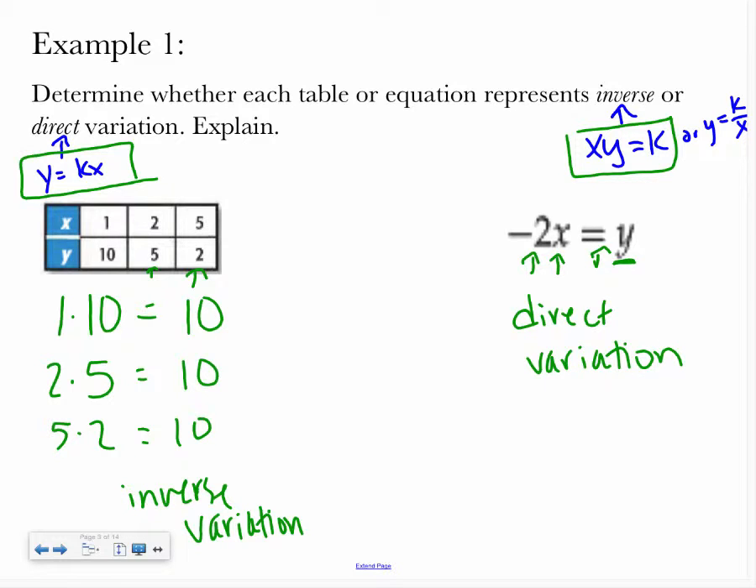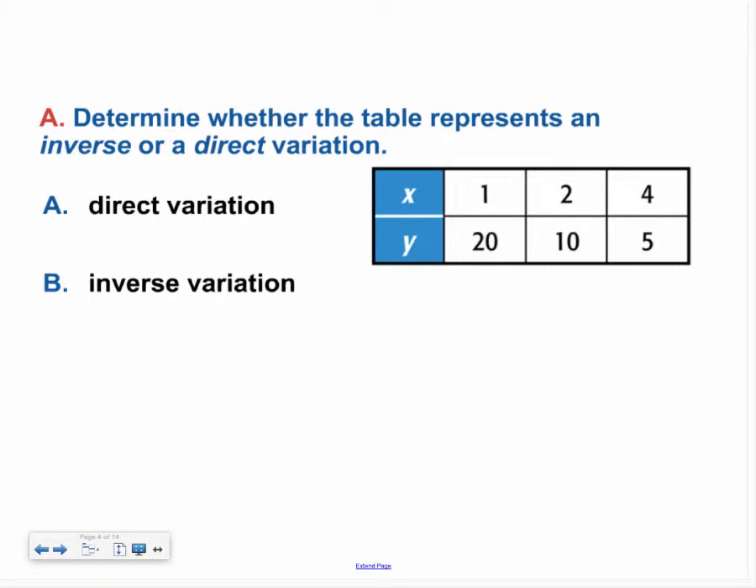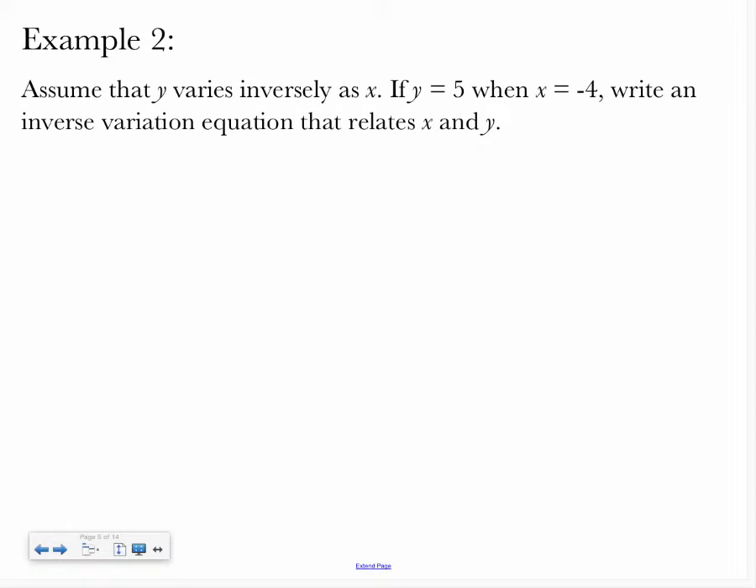Okay, so you should be able to identify if something's inverse or direct variation. I want you to take a minute, look at this table, and see if you can determine if it's inverse or direct variation. Alright, hopefully when you looked at it, you noticed that if you multiply 1 times 20, you get 20, 2 times 10, 20, 4 times 5 is 20. That means, since all those numbers end up multiplying to the same thing, we have an inverse variation.